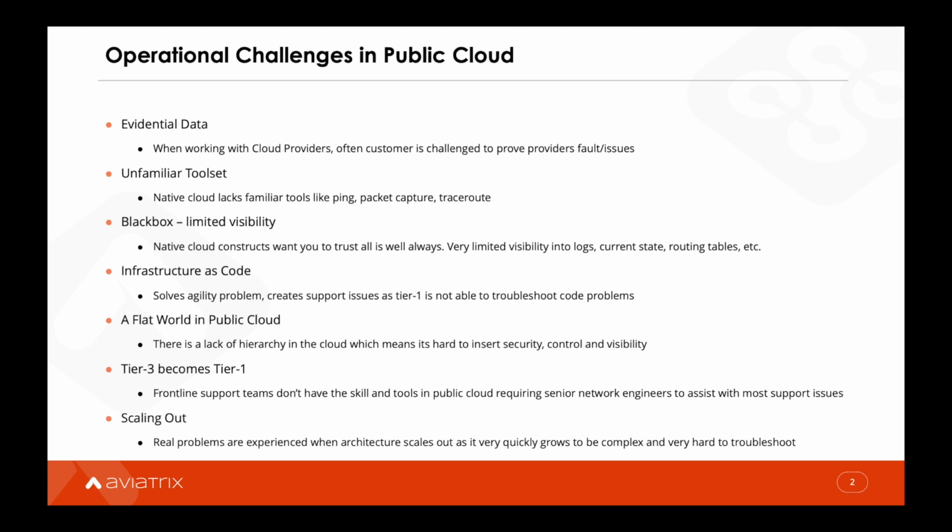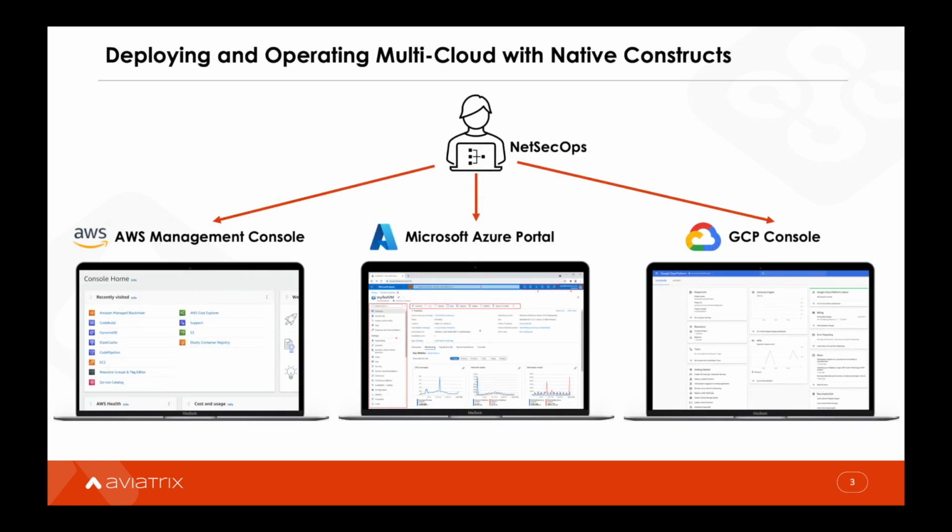And finally, the more you scale out, the more difficult it becomes to operate your environment. And as we've seen, the CSPs provide basic networking tools that might meet the needs of a small proof of concept, but once you scale, it becomes unmanageable. When you're working with CSP native constructs, you need deep expertise to work with each CSP, whether that's AWS Console, Azure Portal, GCP Console, or their infrastructure as code offerings, which we talked about on the previous slide.